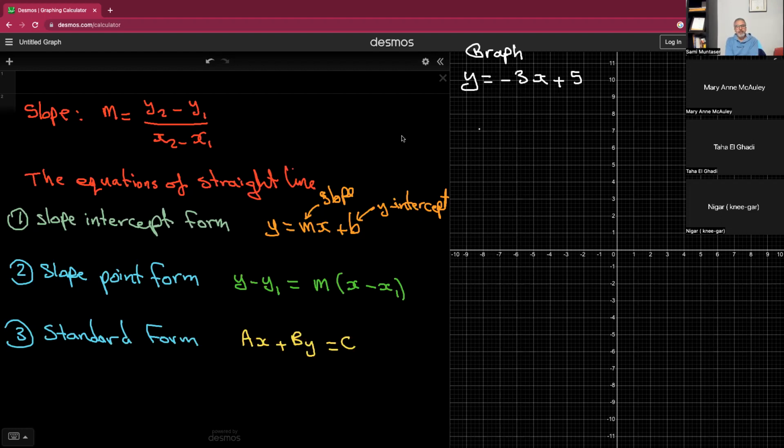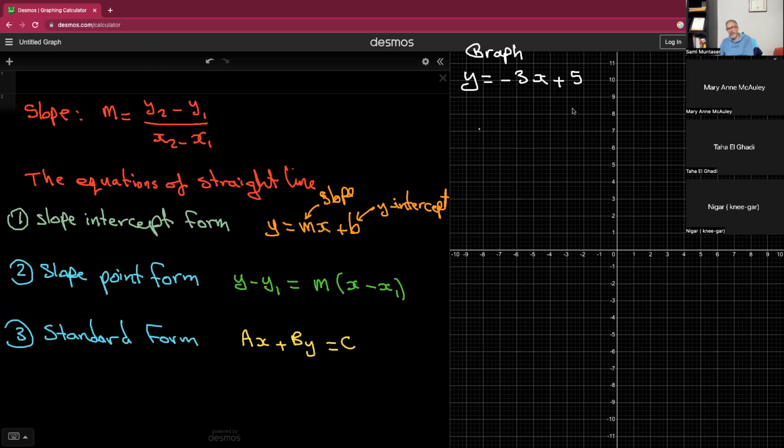So we have three different equations for a straight line. All of them lead to the same thing. It's a different way of expressing the equation of a straight line. The first one is slope-intercept form, or slope y-intercept form. That's y equals mx plus b, where m is the slope and b is the y-intercept.